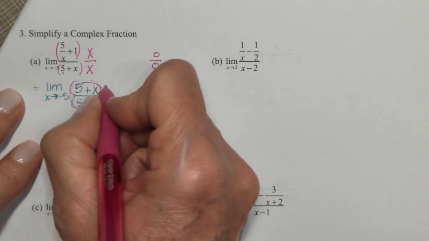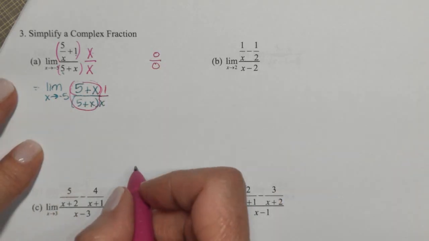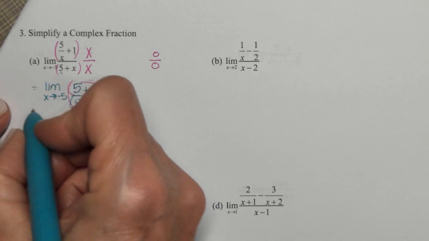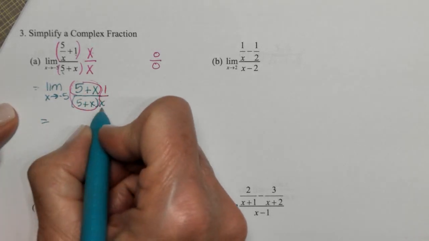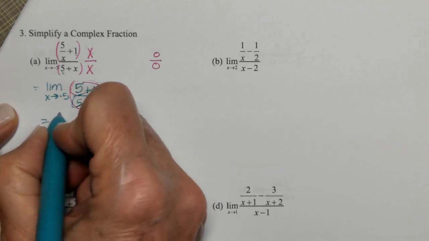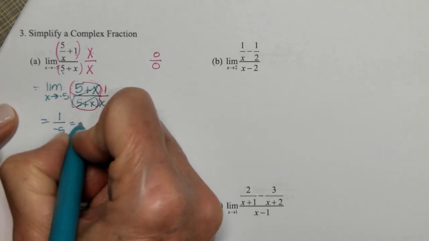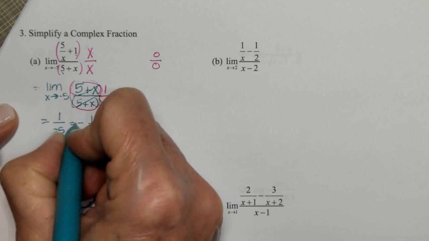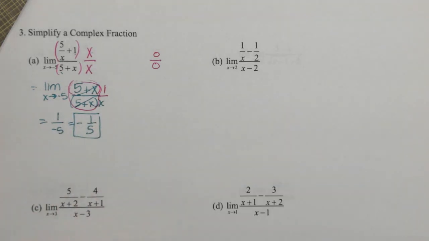We can reduce it, and it leaves a 1 on top and an x on the bottom. So put -5 into the remaining x after those cancel, and we're left with 1 over -5, which on a multiple choice answer they would call -1/5.